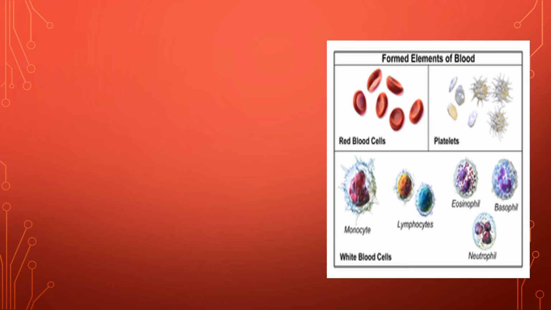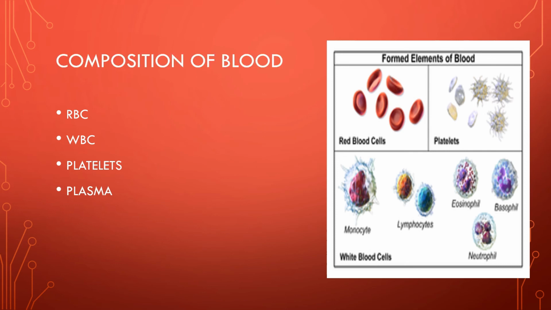RBCs, also known as erythrocytes, have an average count of 4.5 to 5.5 million per cubic millimeter of blood. It is found in higher concentration in males and lower in females. Second is WBC, also known as leukocytes, whose average concentration is 4,000 to 11,000 per cubic millimeter of blood. Its main function is protection of the body against infection.